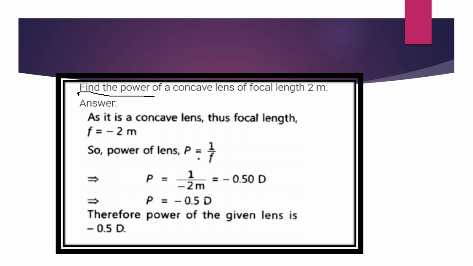Find the power of a concave lens. I am given the focal length 2 meter. As it is concave, I told you only for convex is the focal length positive. As it is a concave lens, the focal length will be f is equal to minus 2 meter. So the power of the lens P is equal to 1 by f, so P is equal to 1 by minus 2 meter, which is minus 0.5 diopter. Therefore, the power of the given lens is minus 0.5 diopter.